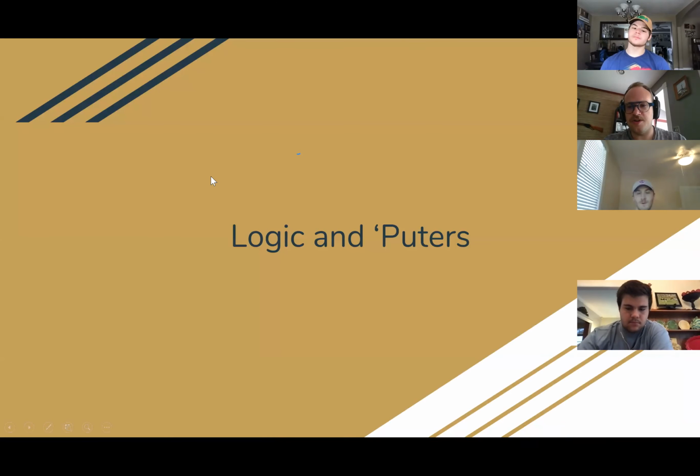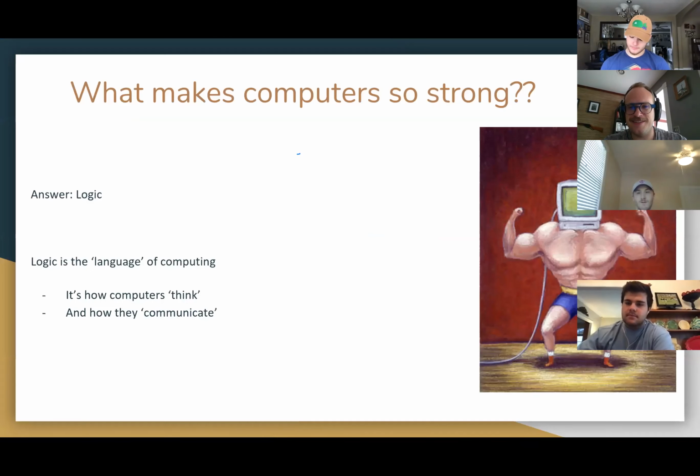So we're going to talk about logic and computers. Fundamentally, one of the things that makes computers so strong is logic. And you're probably wondering, what is the connection right now? What is this connection between these abstract sentences and problem solving we've been doing in this course and what computers do? That's an interesting thing to wonder about.